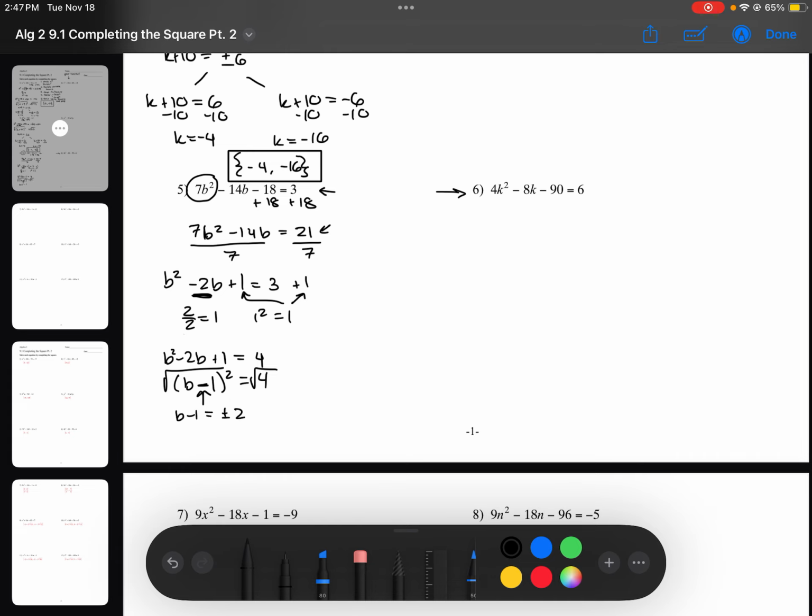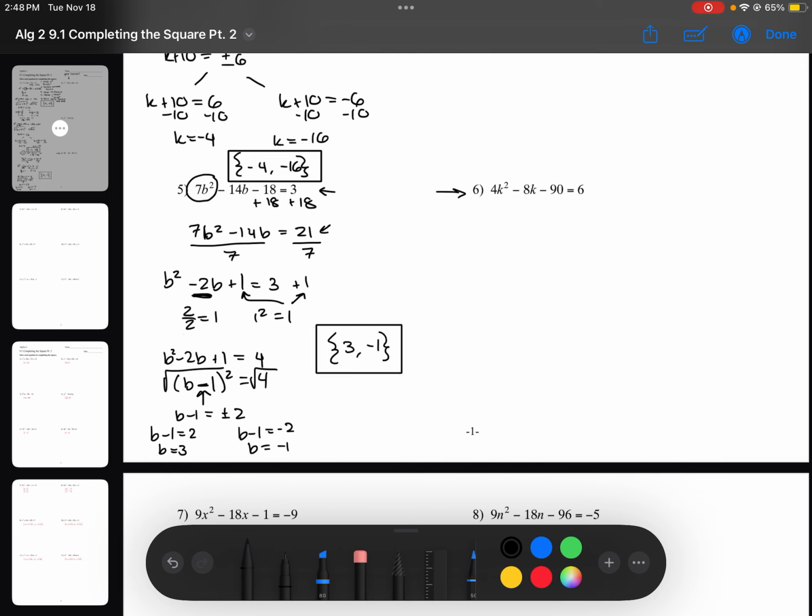The square root of 4 is 2. So b minus 1 could equal positive 2, or b would equal 3. B minus 1 could equal negative 2, or b would equal negative 1. So your solution set for this one, you'd either get 3 or negative 1 as your 2 answers.